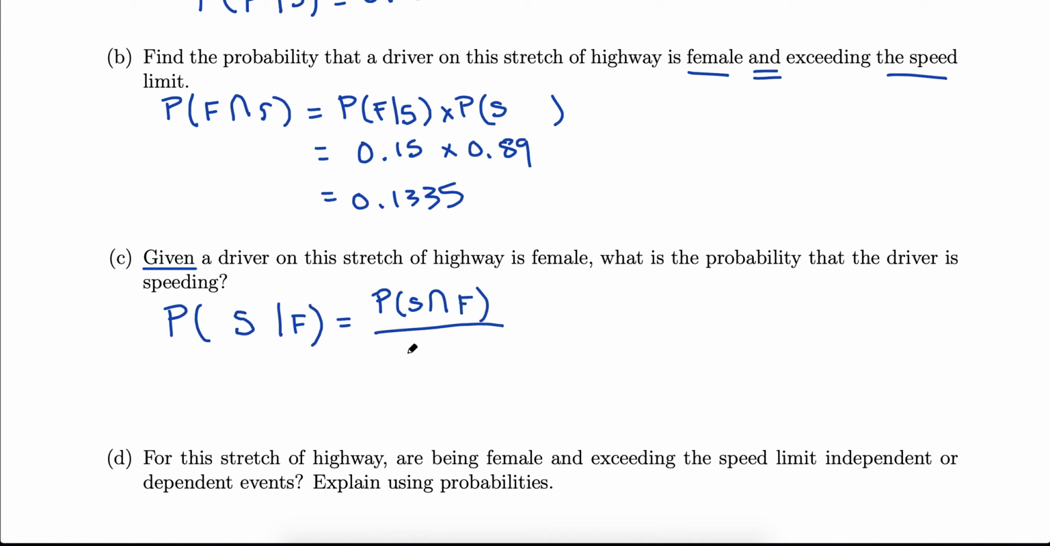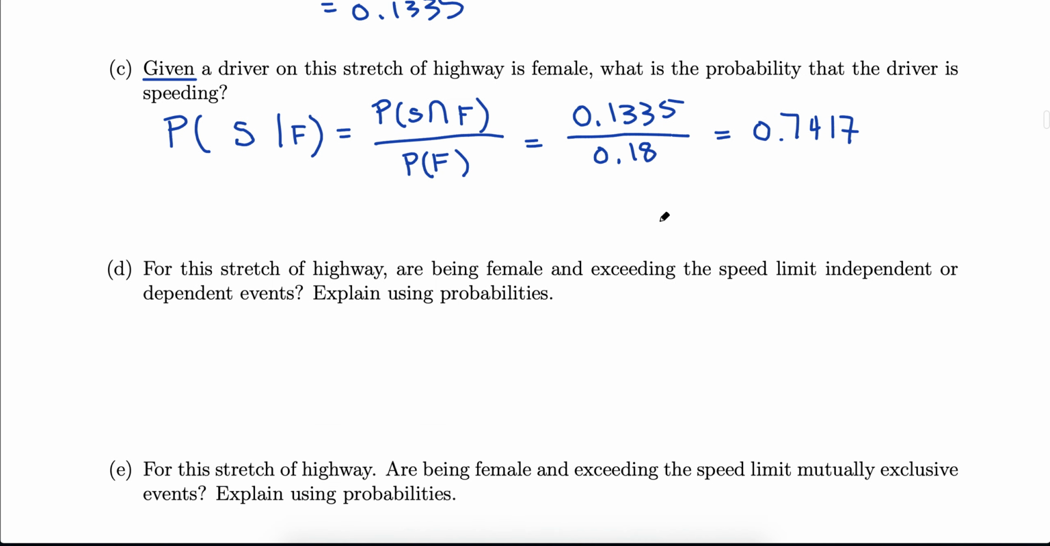over, and then remember which one goes in the denominator. It's always the given information, F, female in this case. Again, we have all this information, we're ready to go. So speeding and female is the same thing as female and speeding, doesn't matter the order. We found that number previously. We've got it labeled nicely, so we're not going to get confused there. And then our denominator, we need probability of female, which we had up above, was 0.18. And if we work that out, we're going to get 0.7417.